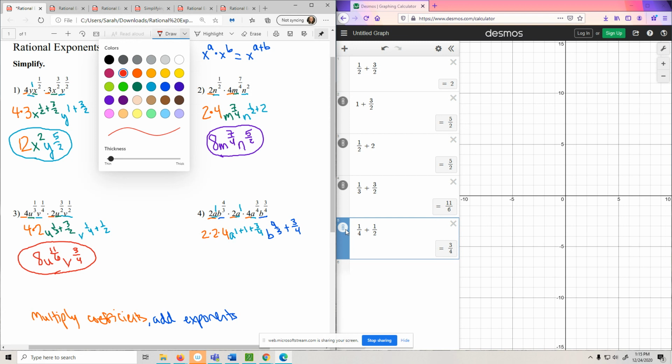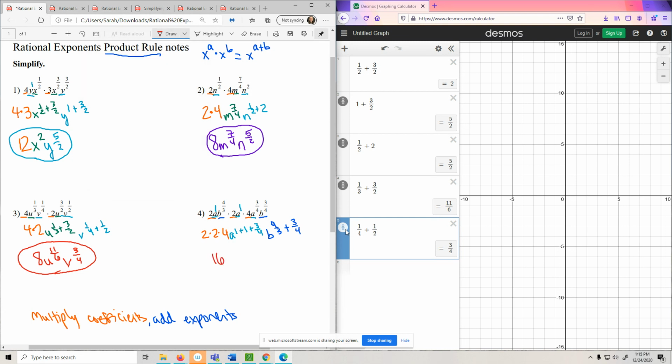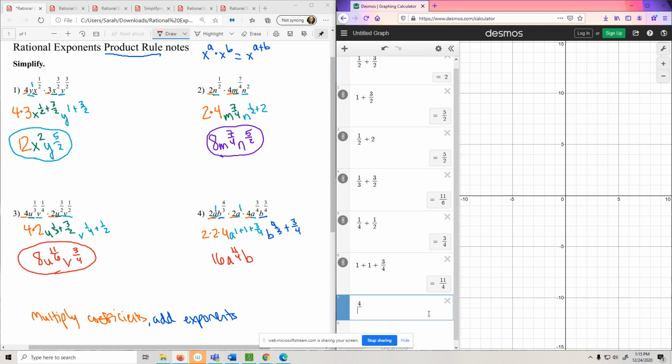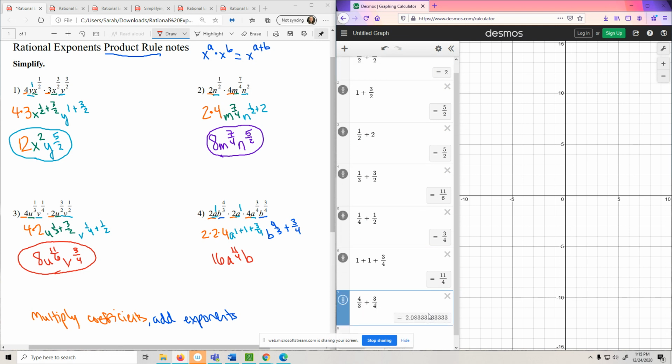2 times 2 is 4, times 4 is 16 for my final answer coefficient. For a, you are welcome to use Desmos. 1 plus 1 plus 3/4. And then remember to switch that to a fraction. We get 11/4. And then for b's, 4/3 plus 3/4. Go ahead and switch that to a fraction. We get 25/12. And that right there, one coefficient, one a power, one b power is our final answer. So we are all finished.